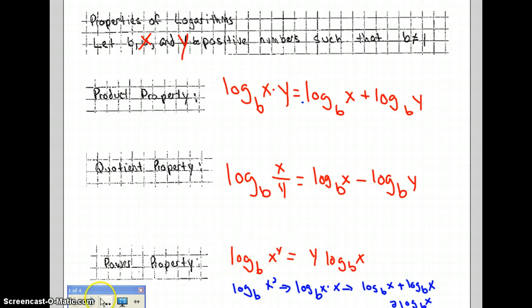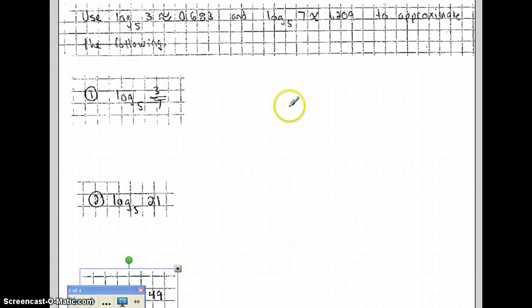So what I want to do is just look at a couple examples, and you guys will try a few. And let's start with these problems right here. So we're just going to start off with some problems in which we have some actual values associated with it. So I know that the log base 5 of 3 is approximately this number, and I know the log base 5 of 7 is approximately this one. So I want to be able to approximate what this value would be. So what I do know is that I do have the quotient property in action right here, because I do have division. I'm dividing 3 and 7 from each other.